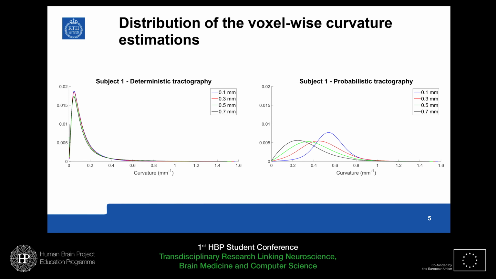So I took all my curvature estimations, and here, for example, for subject 1, I represented these distributions in all our experimental settings. And subject 2, anyway, showed basically the same distribution. And as you can see here, if we change the experimental settings, we get quite different curvature values. And not only is there a difference between deterministic and probabilistic approach, but also between different step sizes, even if the difference is quite small. For example, in the probabilistic case, the difference in the distribution is quite big.